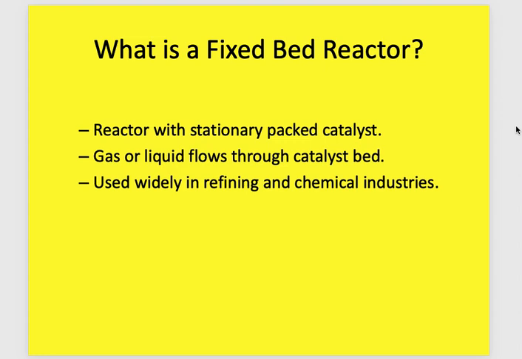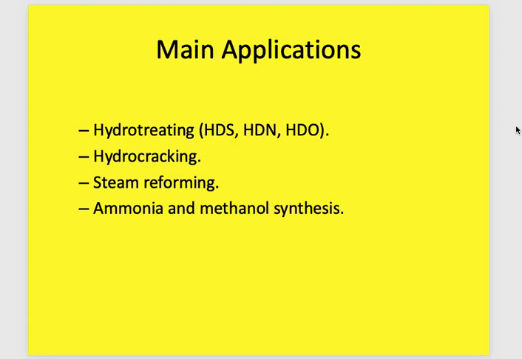The reactor with stationary catalyst, gas or liquid flow through the catalyst bed, used widely in a refining petrochemical plant or even in a gas plant. Okay, the main application of a fixed bed reactor, you will find this reactor in the hydrotreating process, hydrocracking process, steam reforming, and we will take a part of our lecture to describe in detail a fixed bed reactor at the beginning of the steam reforming unit, ammonia and methanol synthesis.